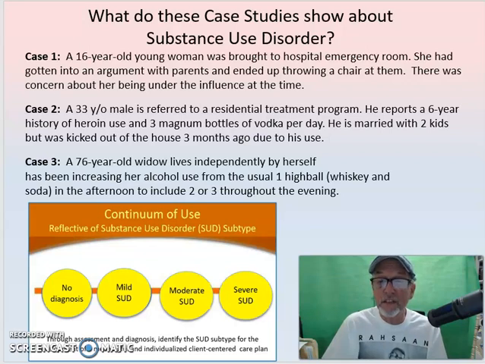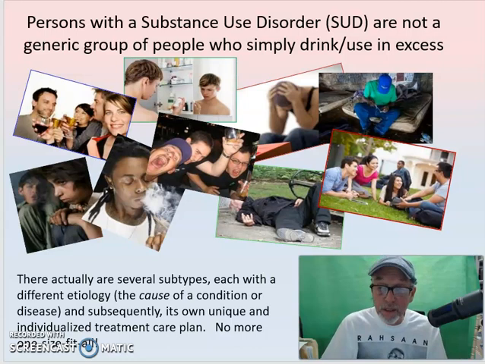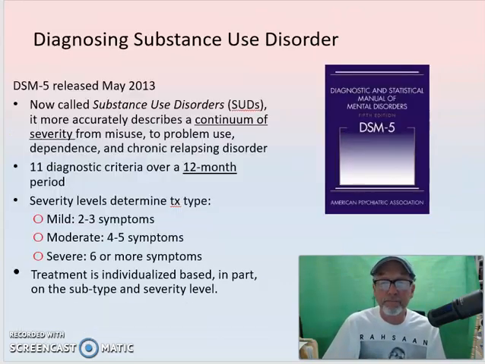So what do these case studies show us about substance use disorder? Well, persons with this disorder are not just a generic group of people who simply drink and use in excess. Nope. The research and our clinical experience show us that there are actually several subtypes, each with a different etiology, or cause of a condition or disease, and subsequently its own unique and individualized treatment care plan. There's no more one-size-fits-all approach anymore, thankfully, because that never really worked.